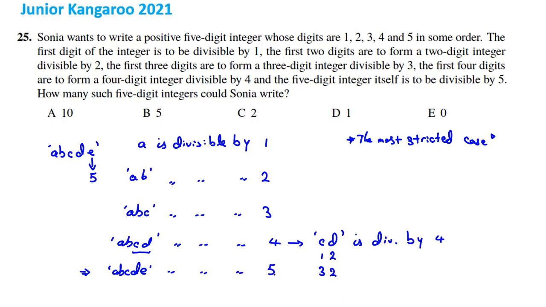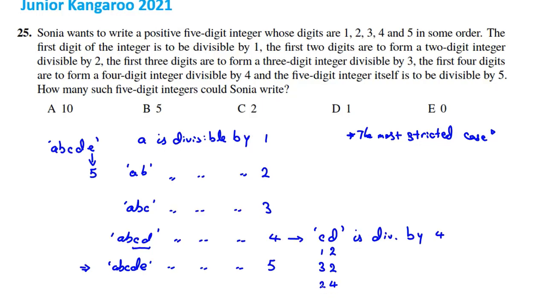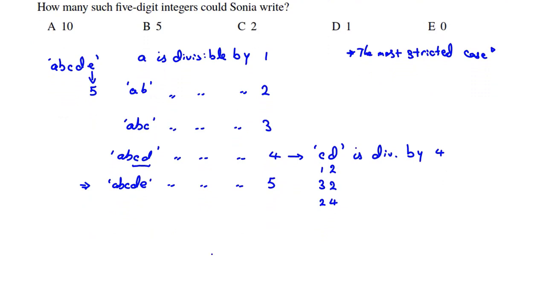52 we can't use, because E is 5. If D is 4, then 24 is good. 44 we can't use. So we have these three cases. So let's check them. Case 1, case 2, case 3.